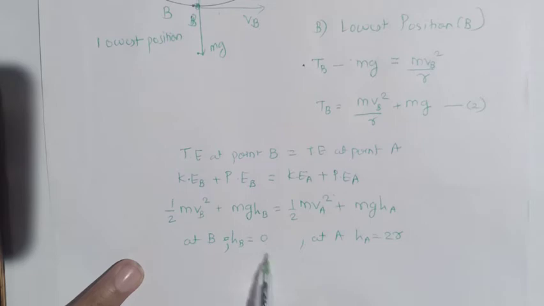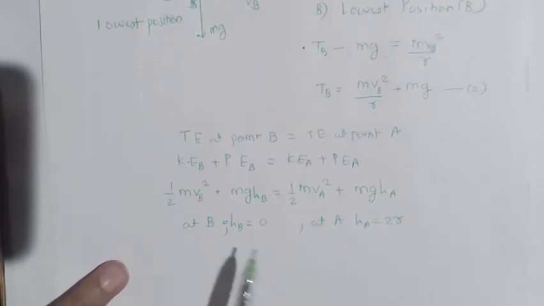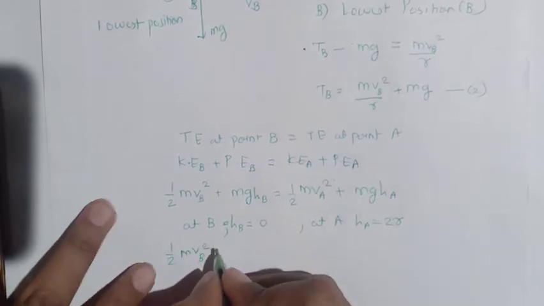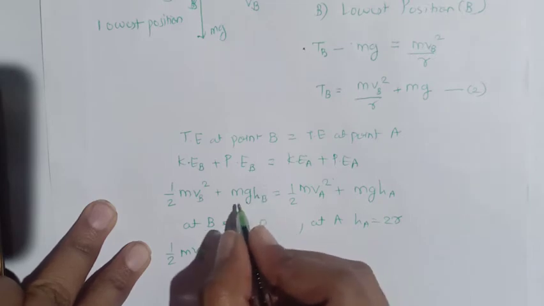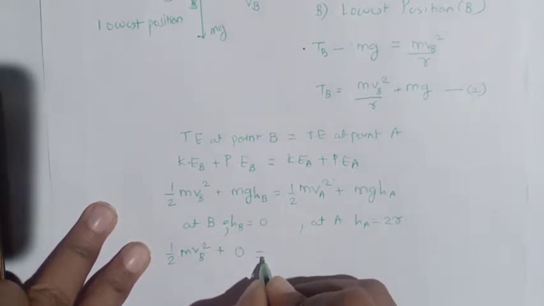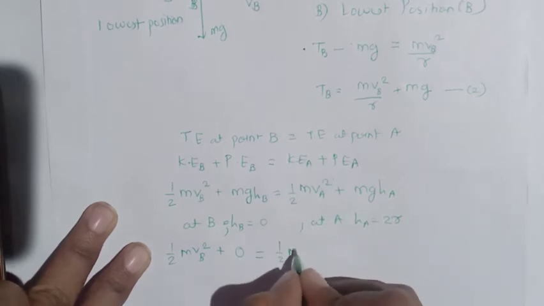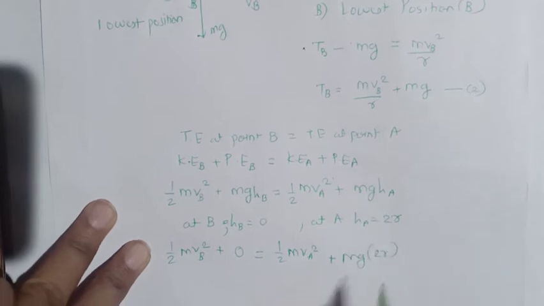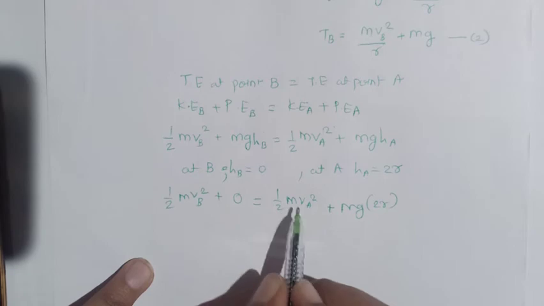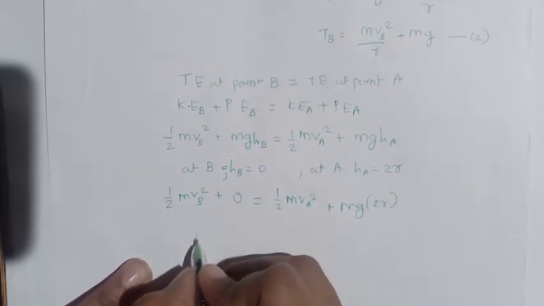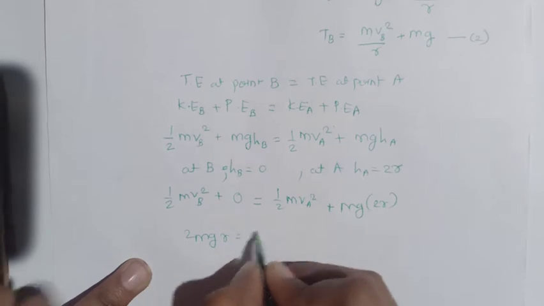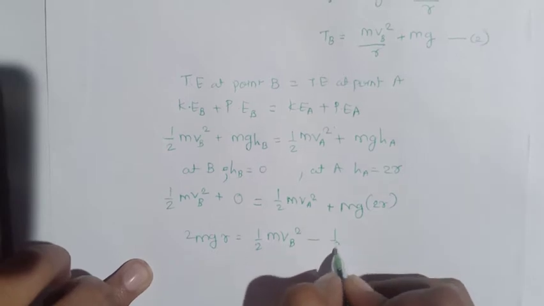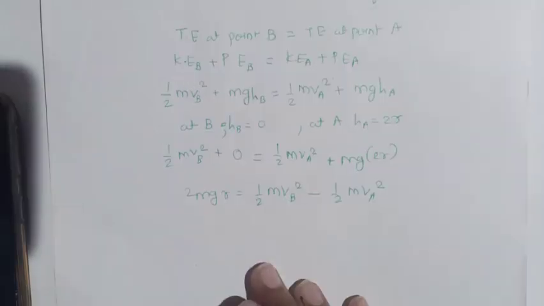So at B, hB is 0, and at A, hA is equal to 2r. When you substitute in this case, you will get half m vB square plus m g times 0. So after multiplying by 0, you will get 0 equals half m vA square plus mg 2r. So when this goes to this side, you will get 2mgr equals half m vB square minus half m vA square.